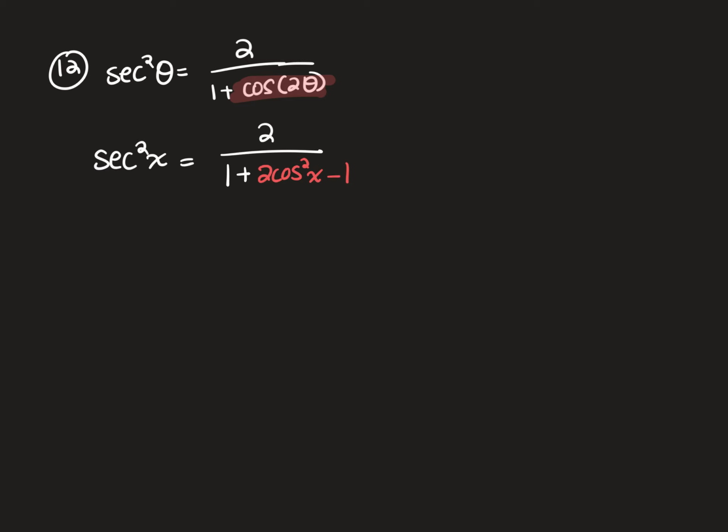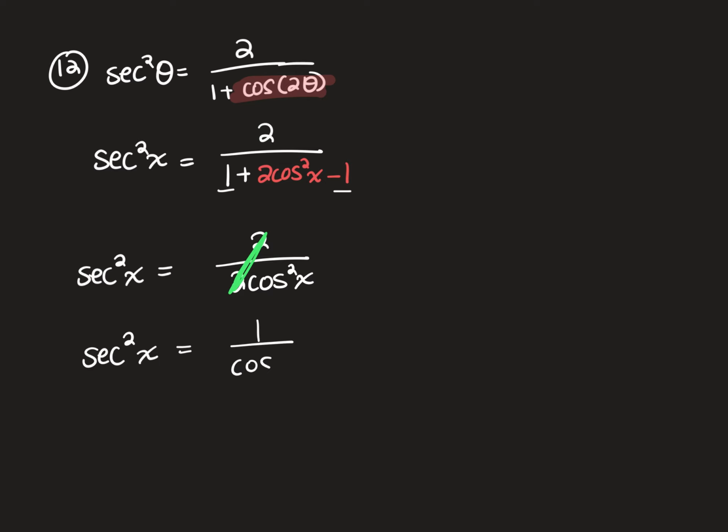minus 1. All right, now we just need to do a little bit of simplifying. So we have 2 over, all right, now 1 minus 1 is 0. Okay, so 2 over 2 cosine squared of theta. Do you guys see the giant 1? I hope so. So now I have secant squared equals 1 over cosine squared. And then hopefully you recognize that right away you can use your reciprocal identities to rewrite 1 over cosine squared as secant squared.